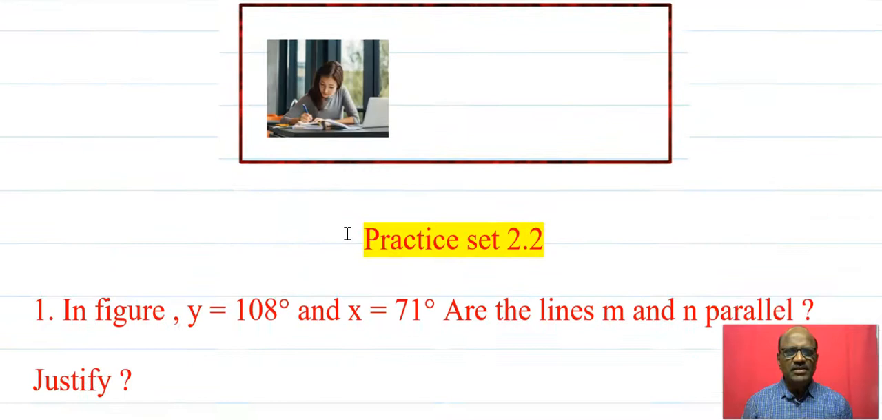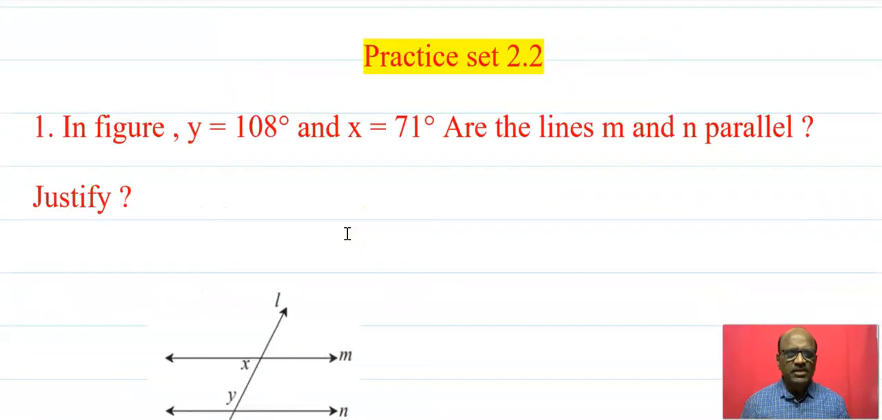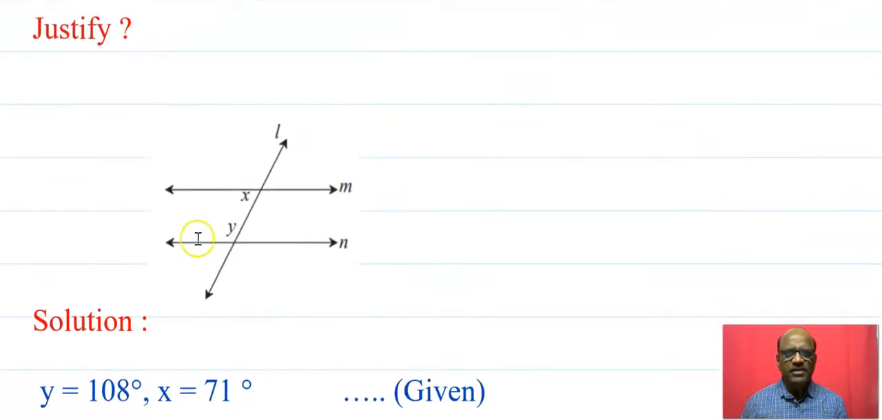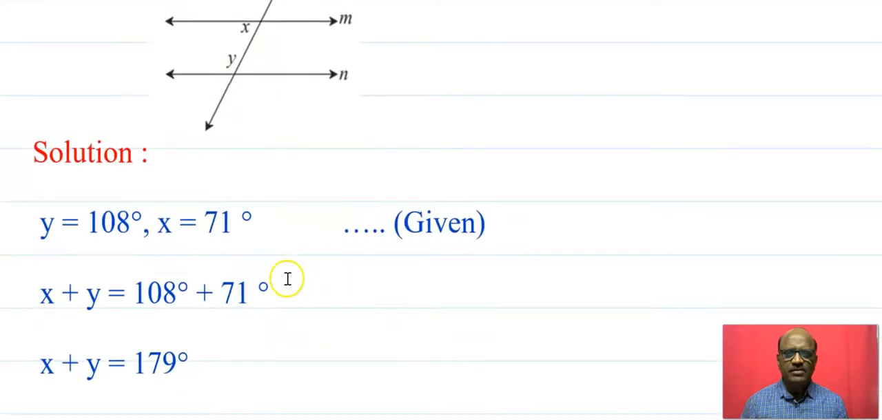Now we'll start the practice set. Now the practice set 2.2. In figure, Y is equal to 108, X is equal to 71. Are the lines M and N parallel? Justify. Now in this figure, line L is a transversal of the lines M and N. X and Y are their interior angles. X is equal to 108 and Y is equal to 71.